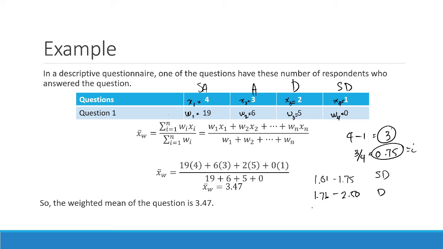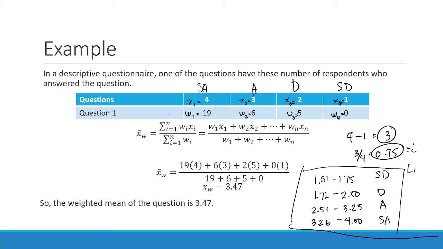And for 2.51 hanggang 3.25, that will be agree. And from 3.26 up to 4.0, that will be strongly agree. Eh, not SD, strongly agree. So this will be what we call Likert scale.